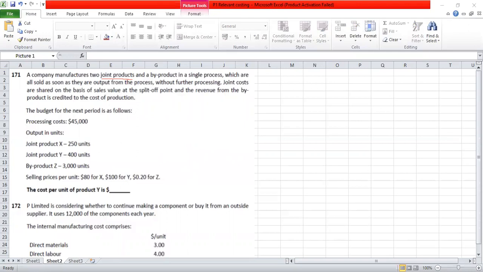A company manufactures two joint products and a byproduct in a single process, which are all sold as soon as they are output from the process without further processing. Joint costs are shared on the basis of sales value at the split off point, and the revenue from the byproduct is credited to the cost of production. The budget for the next period is as follows: process costing is 45,000. Output in units, we have the output. Selling prices are given. The cost per unit of product Y is how much?